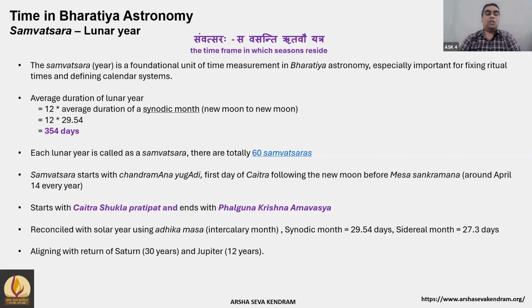Right? We also saw that the 60 Samvatsaras, which cyclically repeat, align with the return of Saturn and Jupiter, which happens once in every 60 years. Right? And yeah, so that is the lunar year. I think we covered until this stage.